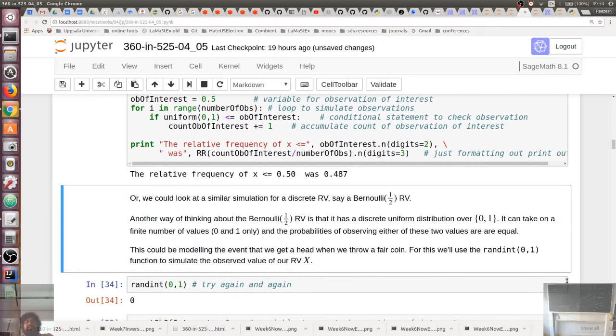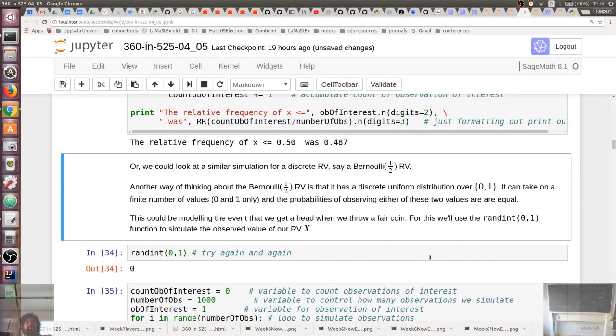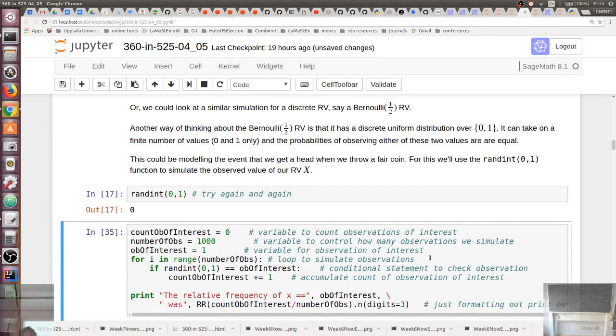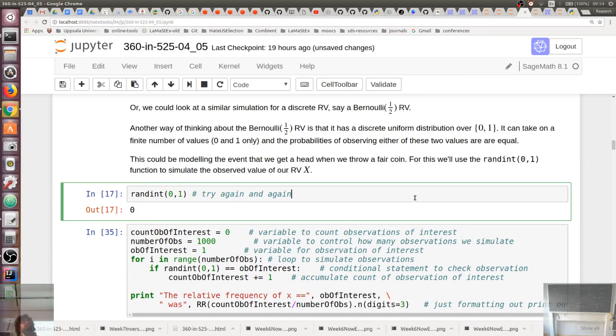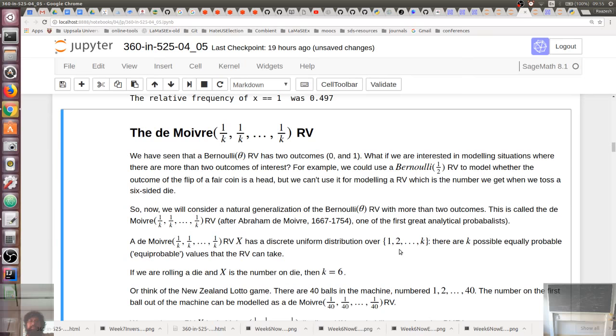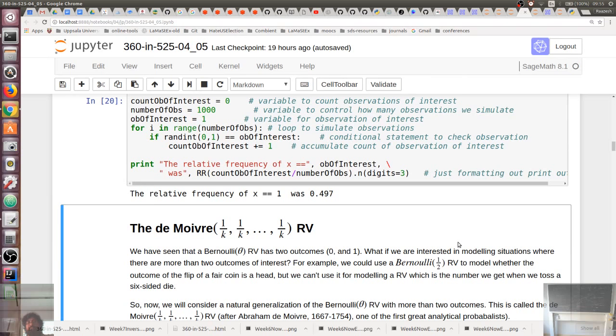So we can do the same with the Bernoulli half random variable, right? And the way to do this in a black box way is randint, right? Randint 0, 1 gives us a random integer between 0 and 1 inclusive of 0 and 1. So if I try it again, I get 1. So that's like my fair coin toss again. So once again, we can play the same game, and yeah, I can see that this is close to half.